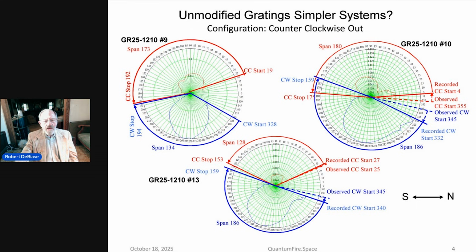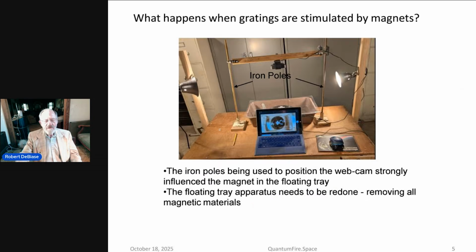All right, this is the south orientation here between the clockwise and the counterclockwise. I mean, you have to squint to see it, but it may be there.